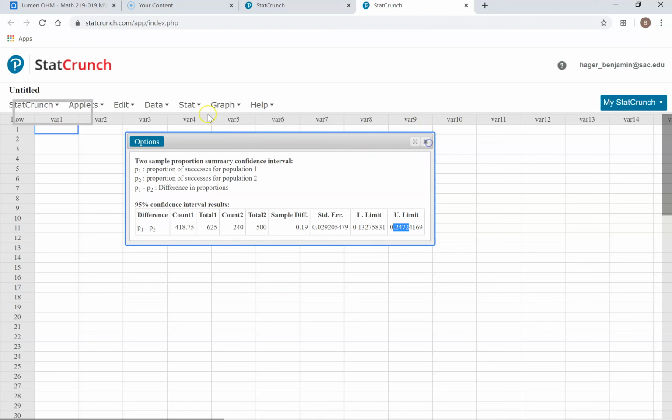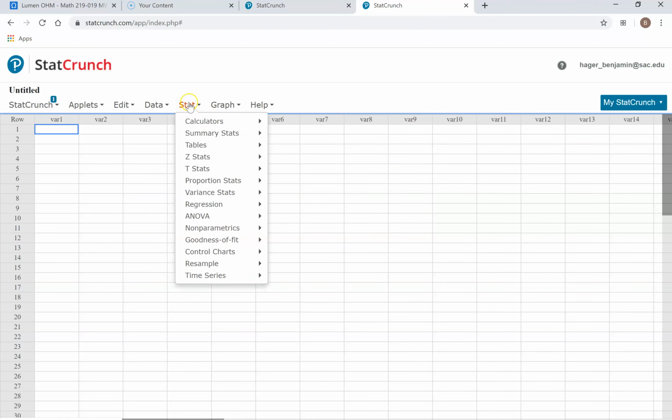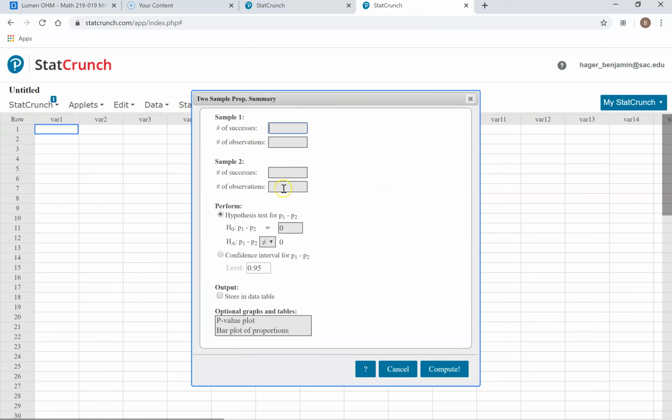It's the same way we did it for 1 proportion. You just go to 2 sample with summary and tell it about both of your cases. Again, pay attention to which one is going first, which one should be sample 1 and which one should be sample 2.